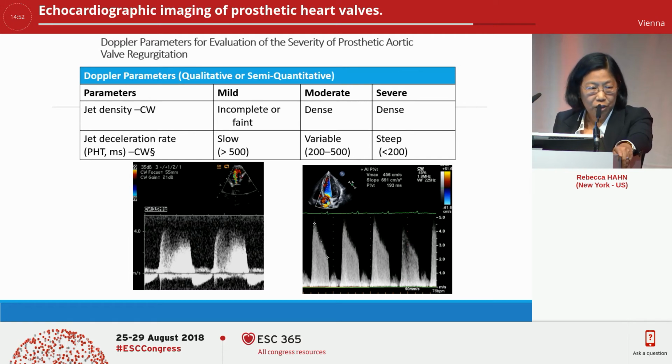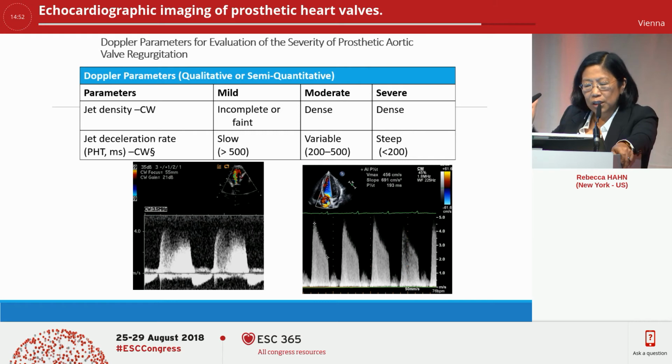Using those criteria, we have not, for many guidelines now, advocated the use of jet length or jet area for aortic regurgitation severity assessment. And that has to do, again, with the hemodynamics of the valve, with the pressure gradient between the aorta and the LV. We do look at the jet density. We look at the jet deceleration time. Obviously, all of these things are going to depend on how well you can align your insonation beam with the jet, and therefore you don't want to rely on it if the jet is going out of plane.